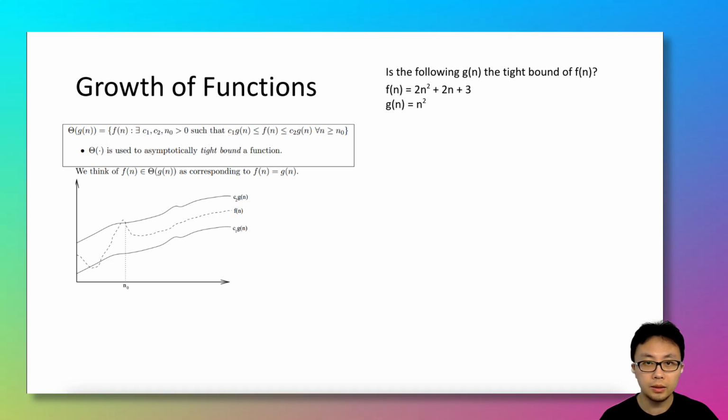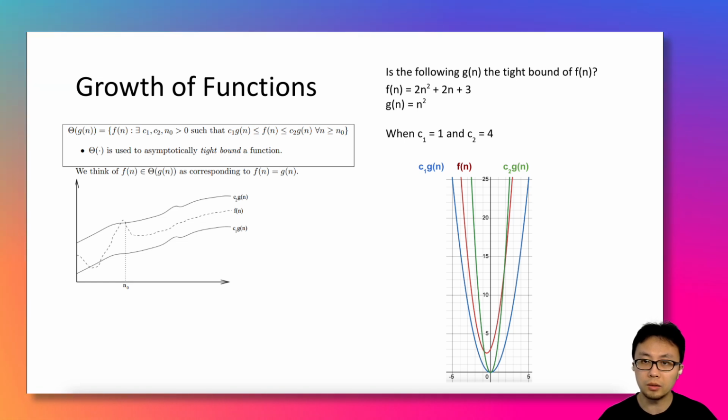Similarly, we can make c2 bigger than 2 so that c2 multiplied by Gn will grow faster than Fn. That said, it's not hard to find three constant numbers. For example, we can make c1 as 1 and c2 as 4, and plot Fn, c1 multiplied by Gn, and c2 multiplied by Gn accordingly.